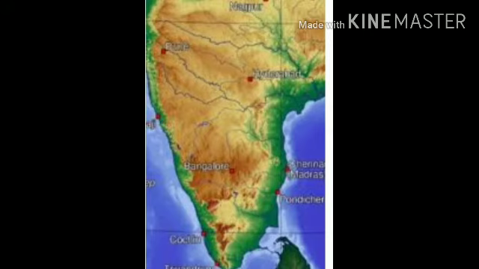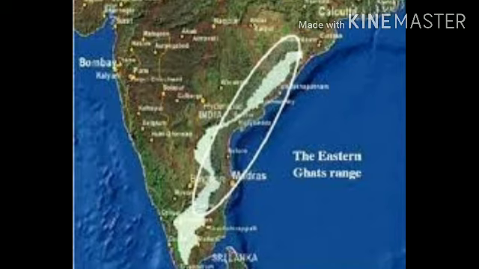The plains along the Bay of Bengal are called Eastern Coastal Plain. The northern part of the Eastern Coastal Plain is known as Northern Circars, while the southern part is known as Coromandel Coast.